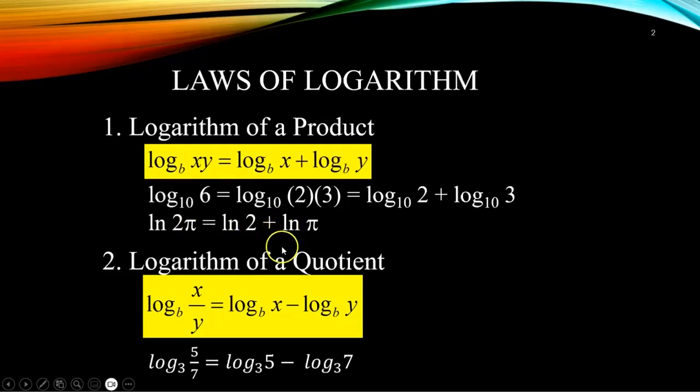The second law, logarithm of a quotient. If you have, for example, logarithm of x over y base b, you can separate them as a difference. Logarithm of x, the numerator being the first term, base b, minus logarithm of y, base b. Example, logarithm of 5/7 base 3. You can say that is logarithm of 5 base 3 minus logarithm of 7 base 3.